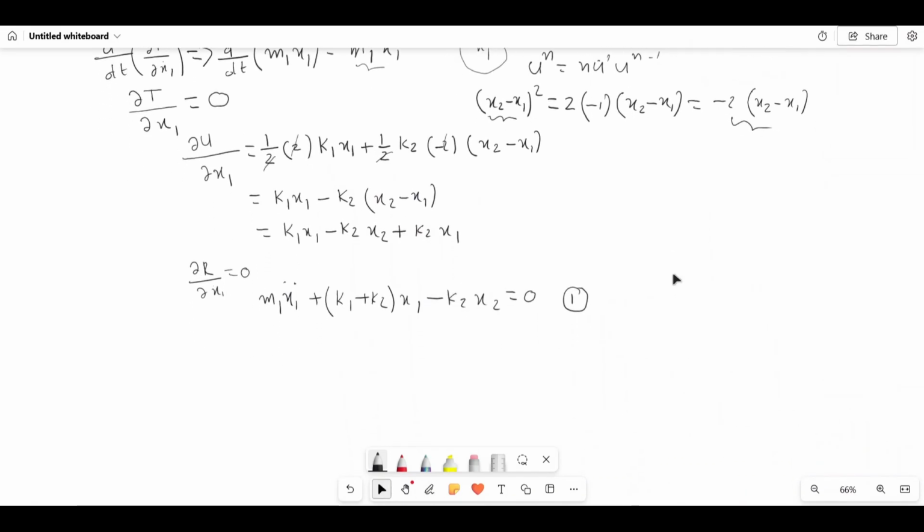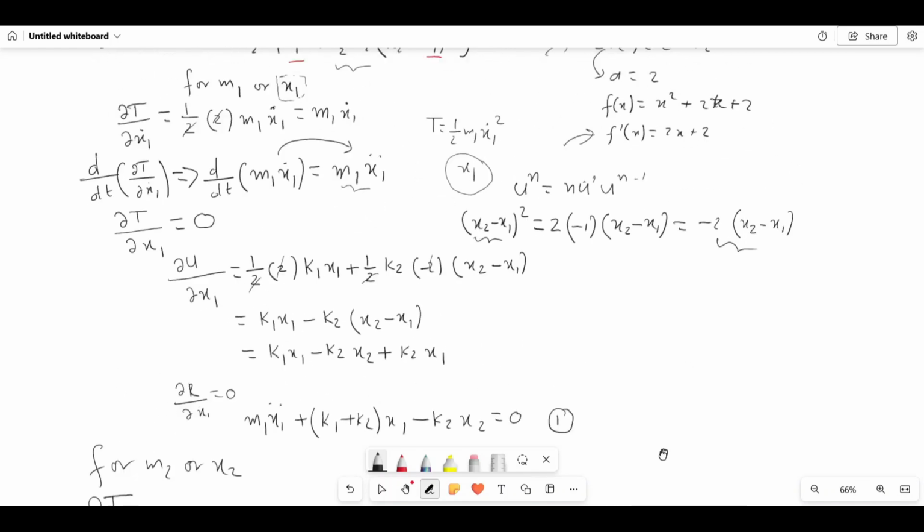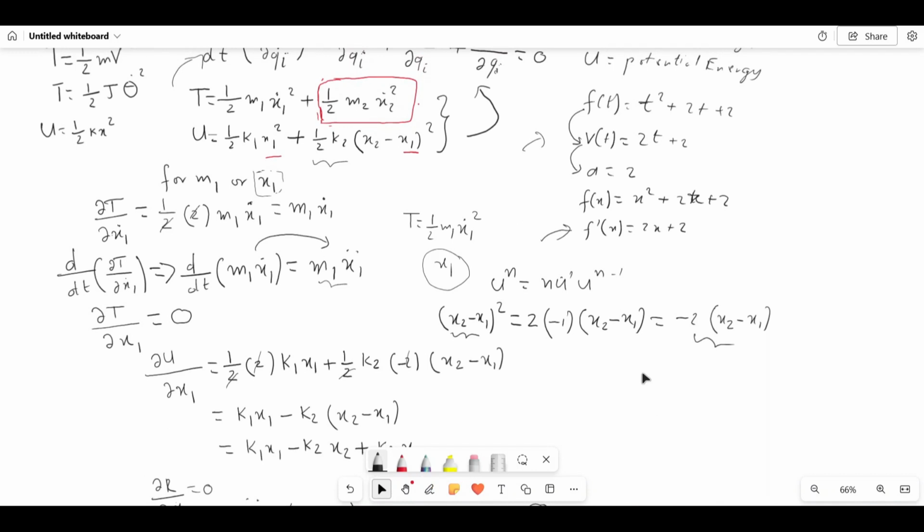Okay guys, I just zoom out a bit. Let's say once you're done for M1, you can say it for M2 or X2. So we do the same thing, my good friend. We get partial T over partial X2 dot. Now what do we do? We can scroll up here and see where we are. We are still on the first kinetic equation formula here.